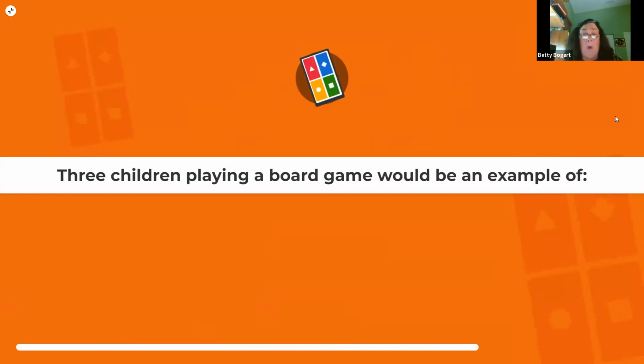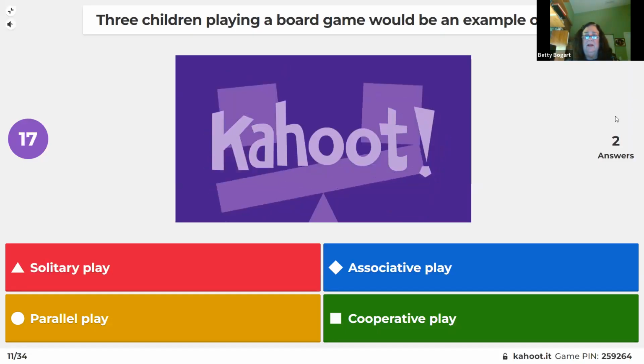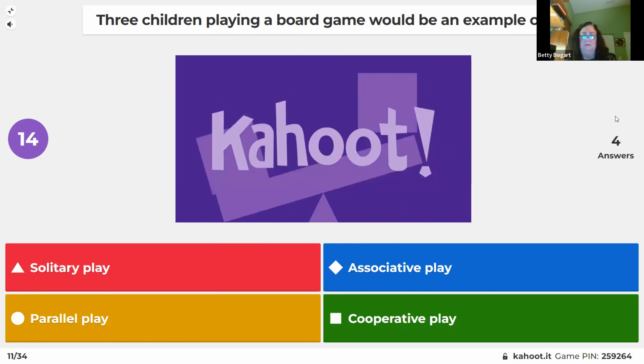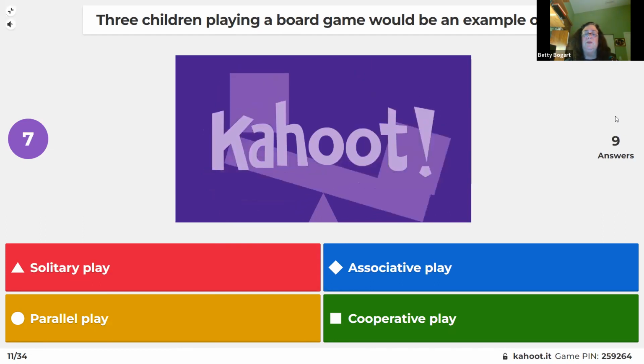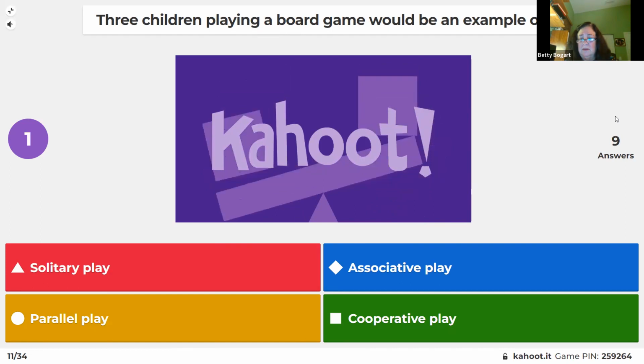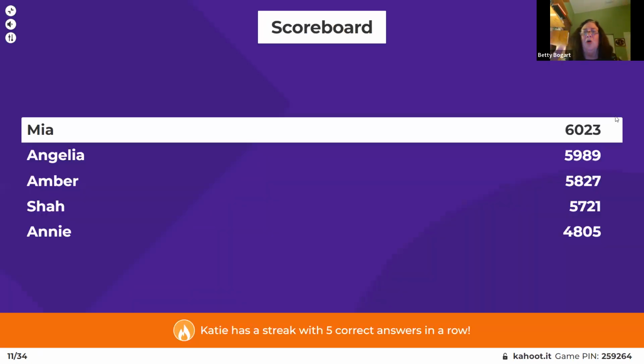Three children playing a board game would be an example of what type of play? That means there's a goal here. I was playing a Paw Patrol game with my grandson, me and Pop. The kid won. He's 5. I'm like, my goodness, I need to win. And Pop was so angry that he won. Cooperative play, yes. There's a goal. He got all the things in home the way he should.